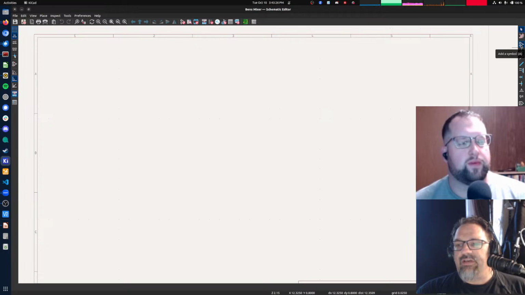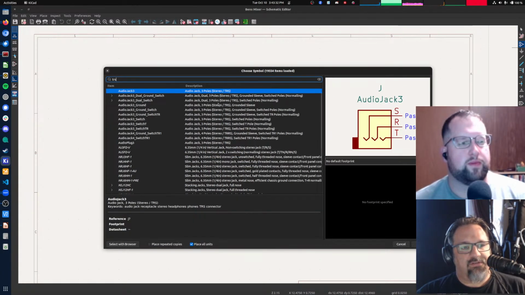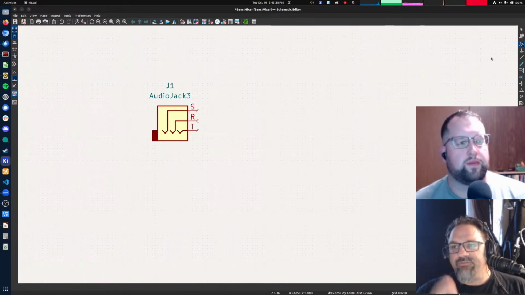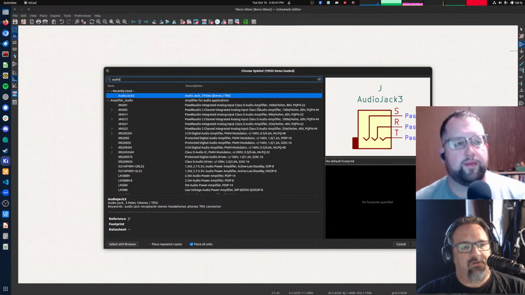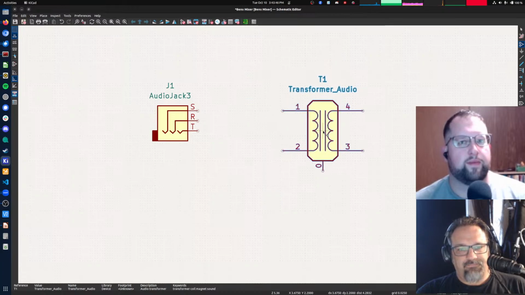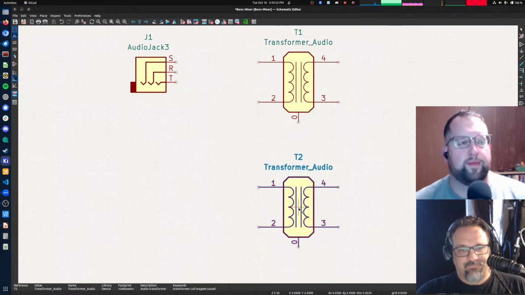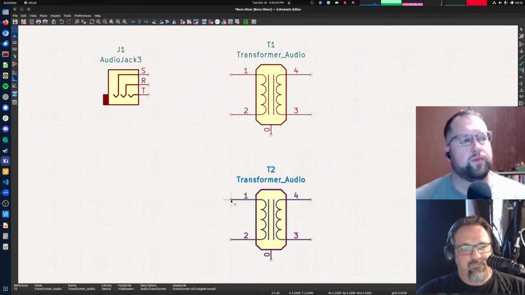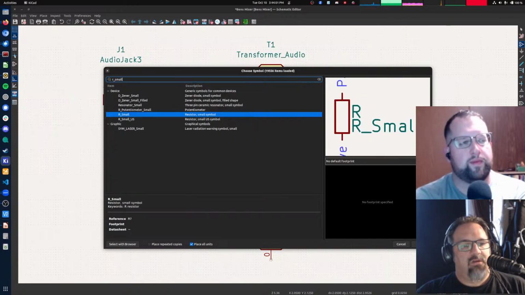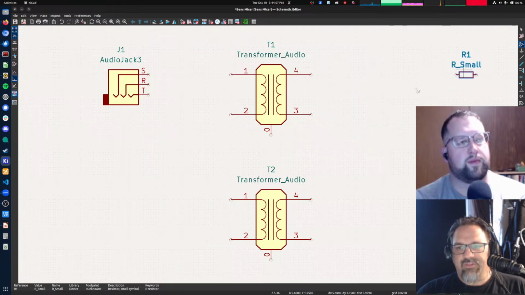Okay, so let's drop a connector. TRS. Audio jack 3. So here's your input connector. Let's drop an audio transformer. And we'll go ahead and do the full thing. So we'll drop 2 of these. And we're going to draw it the way you have it wired up right now. Oops, not yet. I've got to put the potentiometers here first.